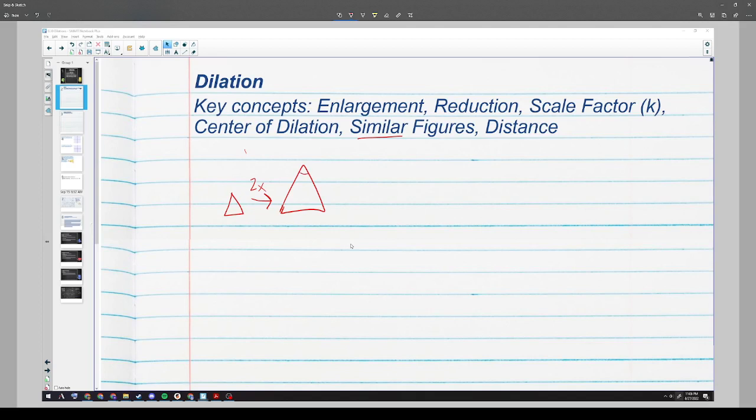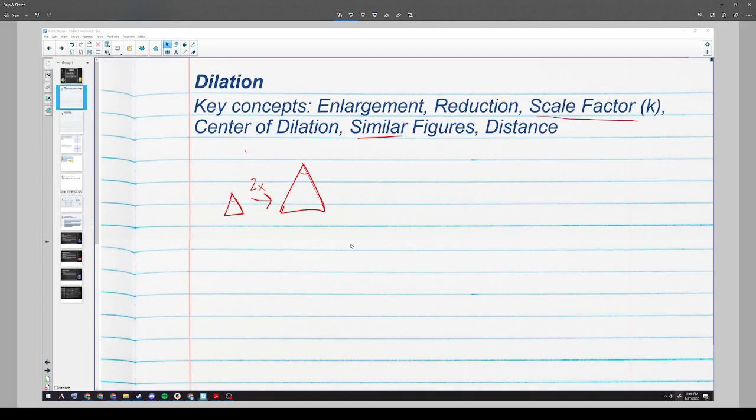Similar shape means all angles are congruent and all side lengths are proportional. So if I divide one side length over its corresponding side length in the new shape, I'll get the same ratio for every pair of sides. So all that should be review. You should know about similar shapes, about enlarging and reducing. Oh, you should also know about scale factor.